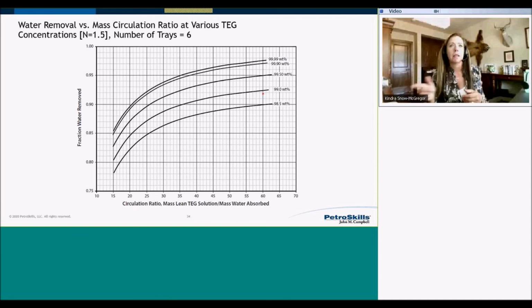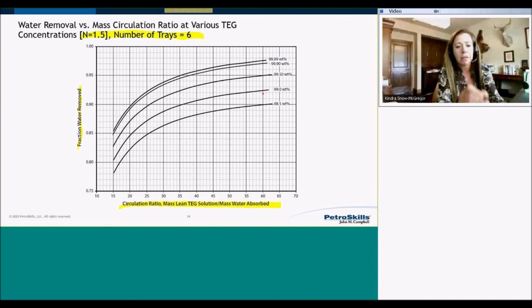Now notice what I'm looking at here is a chart that shows me my mass of lean TEG solution divided by my mass of water absorbed. And notice here's my fraction of water removed. And I have a different chart depending on how tall my TEG contactor is.